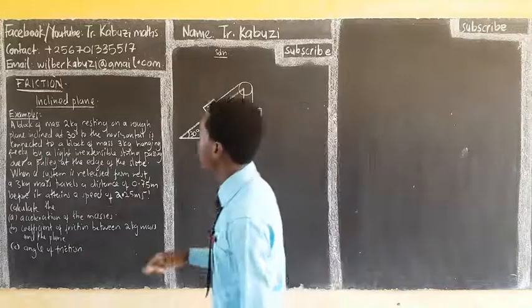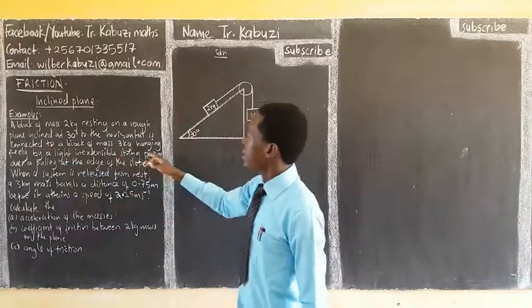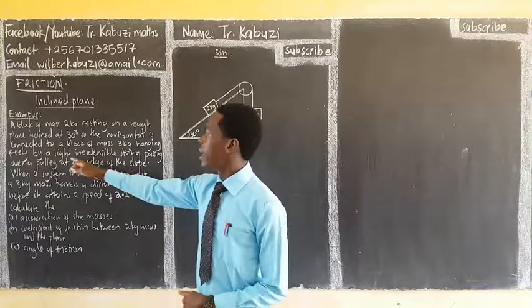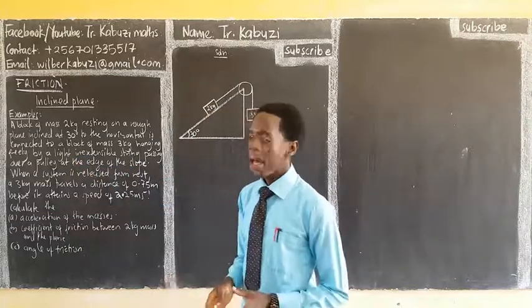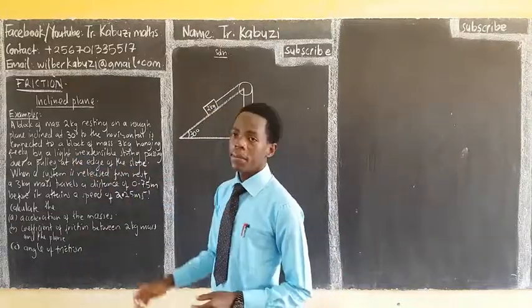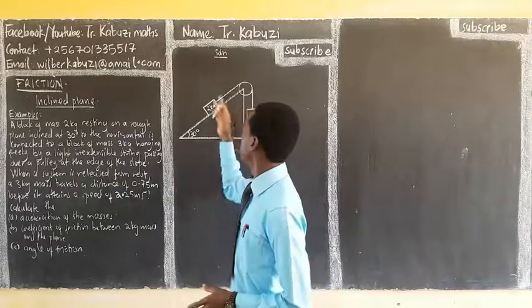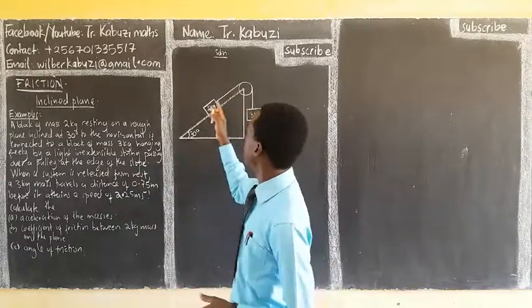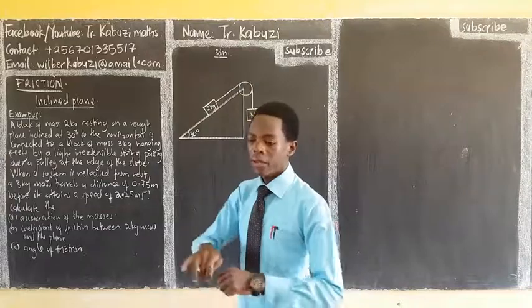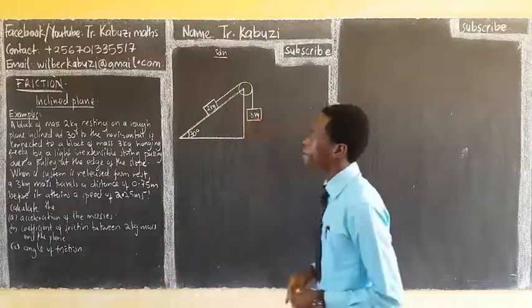Now this means that the light inextensible string means the weight of the string is negligible, and inextensible means the acceleration is the same in these two. So that string cannot be stretched.